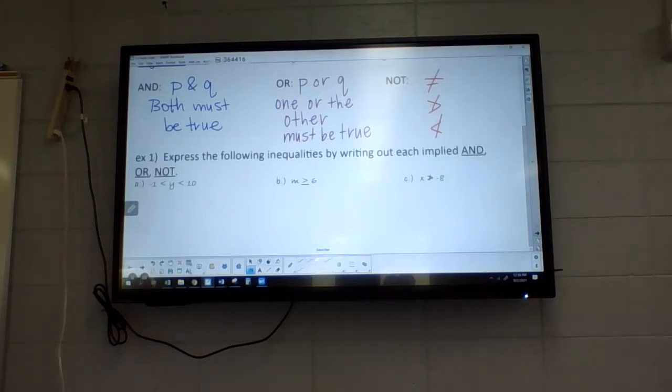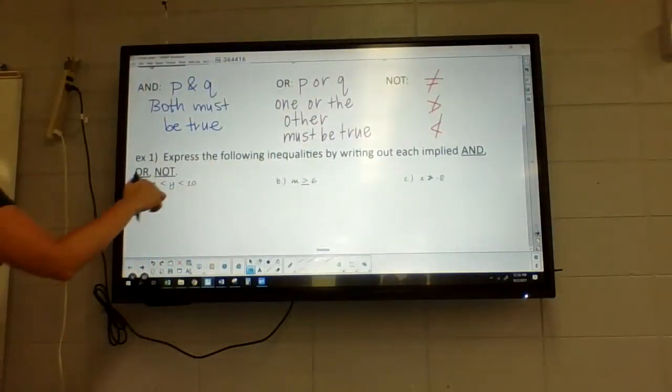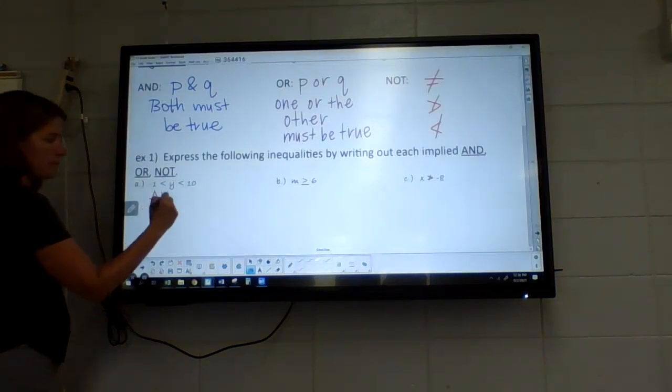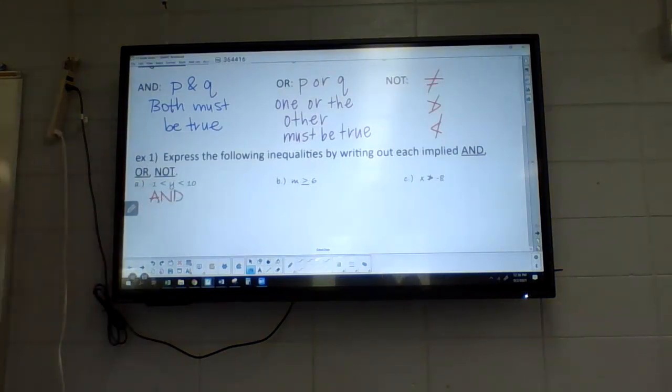So they want us to write out, is it and, or not? And when we write them out, we want to write out the parts of it that are true. So hopefully you guys realize this is considered an and inequality. But how would you tell someone who's not comfortable with this? So -1 is less than y is less than 10. How would you read that to someone who doesn't understand what we're talking about? Y is in between -1 and 10.